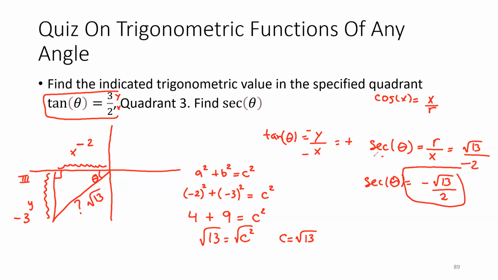The other way secant can be expressed is 1 over cosine. I don't really like this; it's just more work than I have to do. You'll still get the same answer, because it's 1 over cosine, which is x over radius, so it's -2 over radical 13. Once you do the work, you're going to get the same answer. So that's it. That is the quiz. I will stop here.